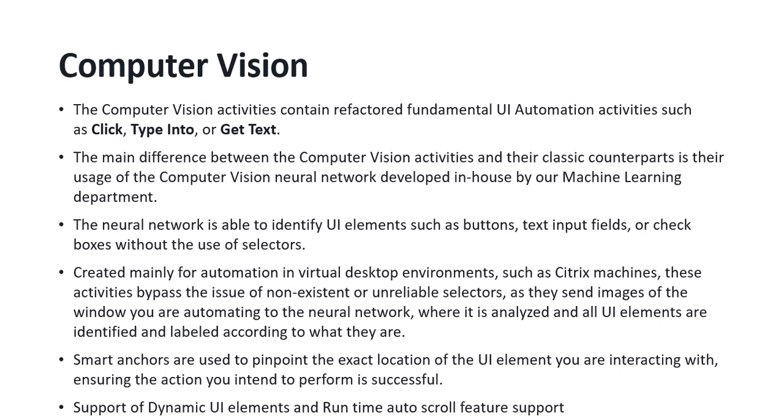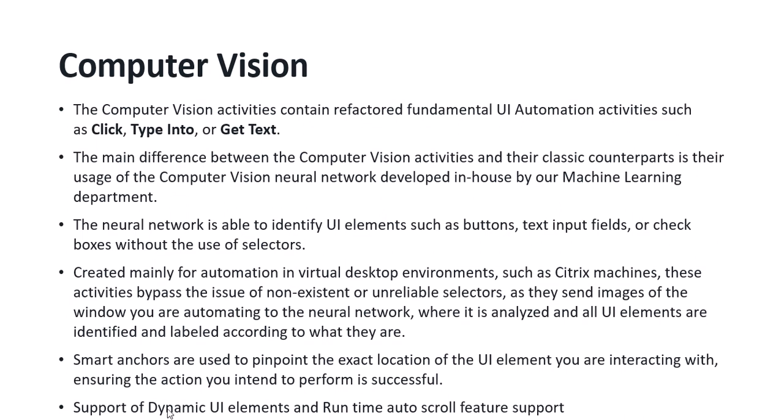If the elements are not directly identified, then it can identify anchors, and based on those anchors you can pinpoint the exact location of that UI element on the given screen which you are interested in. So that anchor support is also there. This is one of the very important features they came up with in computer vision.